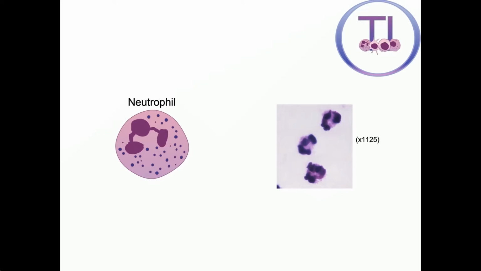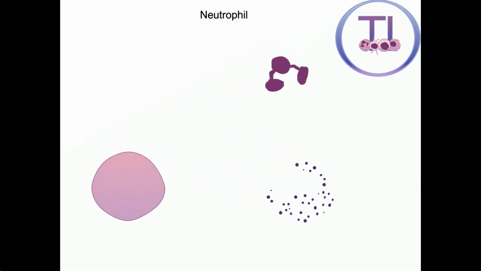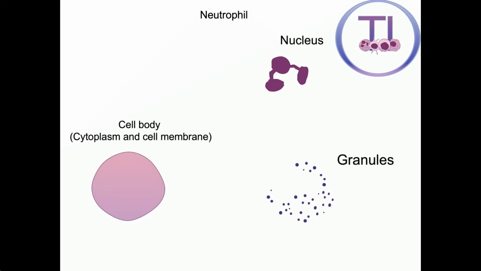So if we break down that picture that we have in the cartoon, why do we only include really three components when we're talking about a neutrophil? That's because they represent the three things that we know are most important about the neutrophil. We've got the nucleus, we've got the granules, and we've got the cell body, which includes the cytoplasm and the cell membrane.